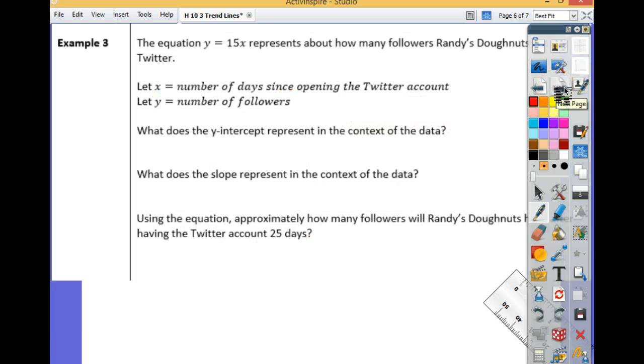All right, now there's no graph with this one, but we can still answer the questions. We have an equation, y equals 15x. Ooh, what don't we have there? We don't have the y-intercept, but it actually is 0.